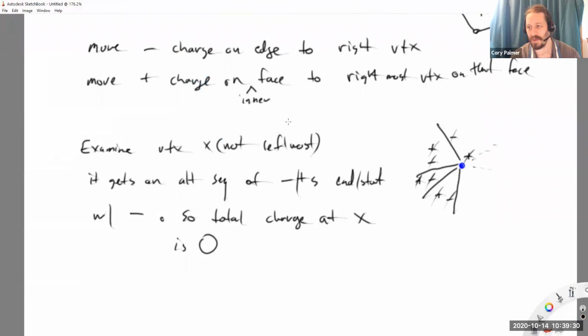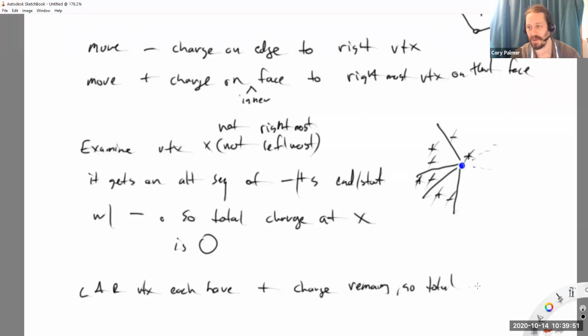Yeah, so maybe even, so not leftmost, not rightmost, say. Okay, and the left and right vertex each have plus charge left, or remaining, let's say. So the total charge is plus 2. And that's the end of the proof, right?